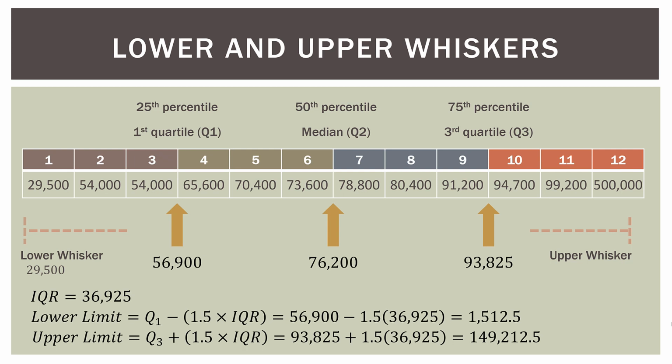Now, if you notice, this is a bit different. 149,212 actually falls in between two values in our data set, between the 11th and 12th value. So this will be a little bit different. In this case, our upper whisker moves back to the previous value. The upper whisker becomes the next highest value in our data set. So in this case, it would be 99,200, because 149,212.5 falls between the 11th and 12th observation. So the upper whisker backs up to the 11th, and that will be where that falls.